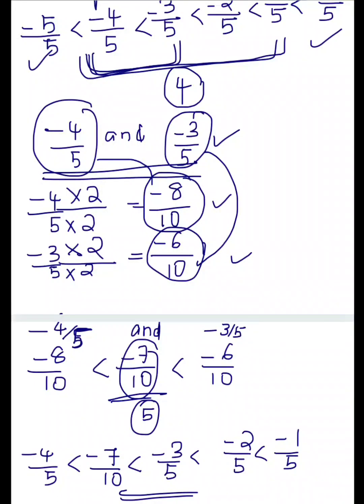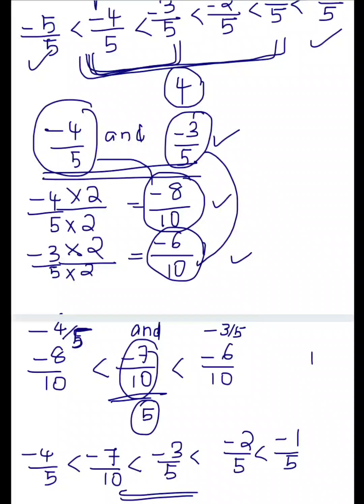That is, first you have found out 4 rational numbers, then you can take any 2 rational numbers and make their denominators the same, and then you have to find the rational numbers between them. In this way you can find as many rational numbers as you need. Okay, so this is the answer for the first question.